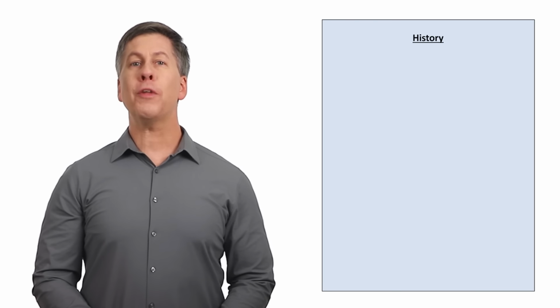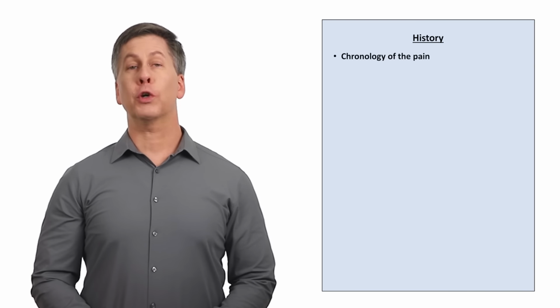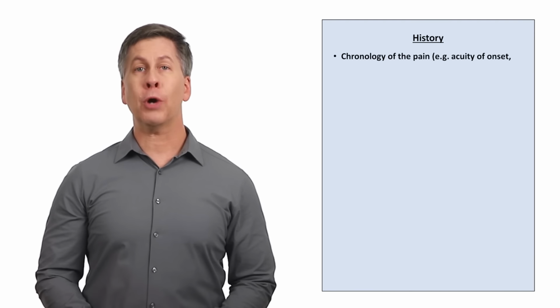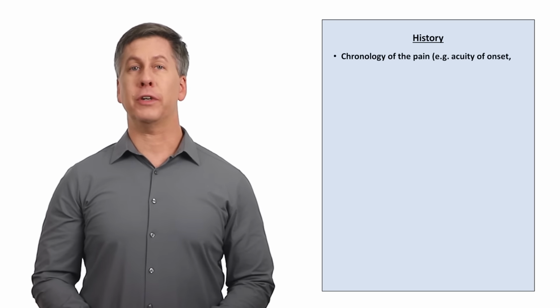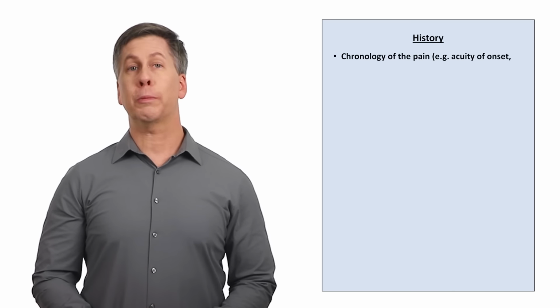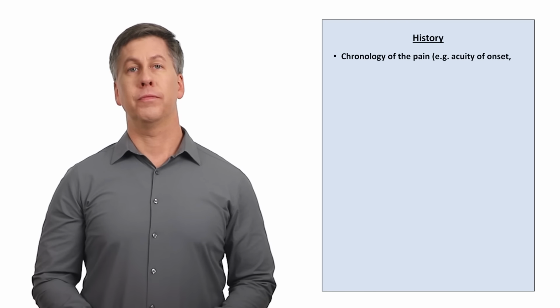Now, I'll shift to discussing the step-by-step evaluation of abdominal pain, starting from the history. One of the most important questions is the chronology of the pain. For example, its acuity of onset. An extremely abrupt onset suggests bowel perforation or vascular catastrophe, including intra-abdominal thromboembolism, ruptured AAA, and ovarian or testicular torsion.